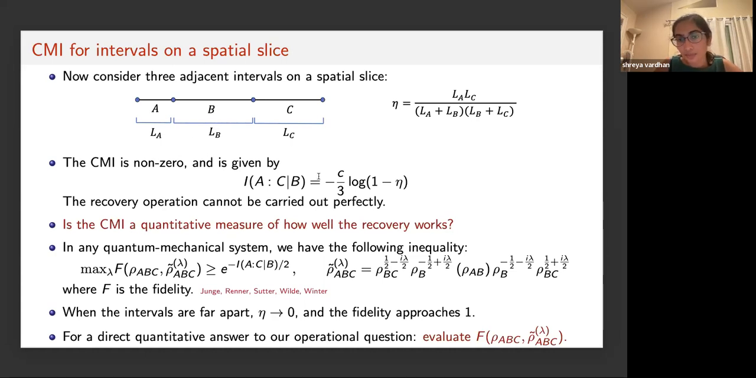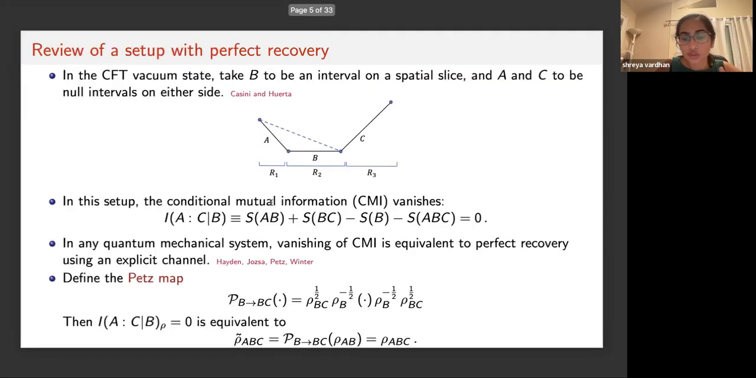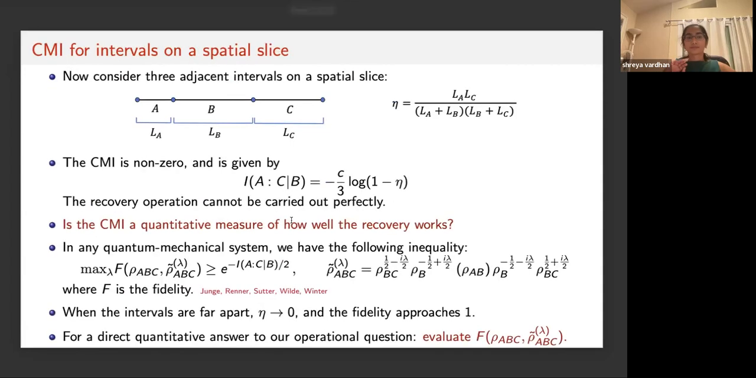And it's given by this simple function of the cross ratio, which can again be seen just by using the formula for the entanglement entropy on the first slide. Because for a setup like this, all the intervals, all the regions involved in the definition of the conditional mutual information are just single intervals. Okay, so because this conditional mutual information is non-zero, the quantum information theorem that I mentioned doesn't apply, and the recovery operation cannot be carried out perfectly in this setup.